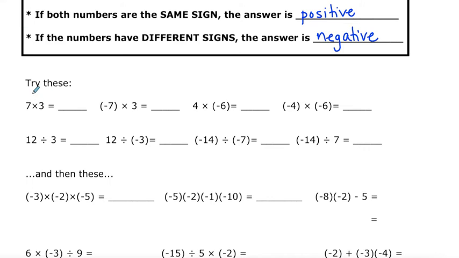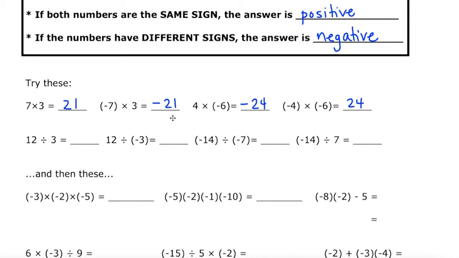7 times 3, they're both positive, so my answer is going to be positive, and 7 times 3 is 21. Negative 7 times 3, though, is going to give me a negative value, and 7 times 3 is 21. A positive and a negative gives me a negative. 4 times 6 is 24. Two negatives make a positive, and 4 times 6 is 24.